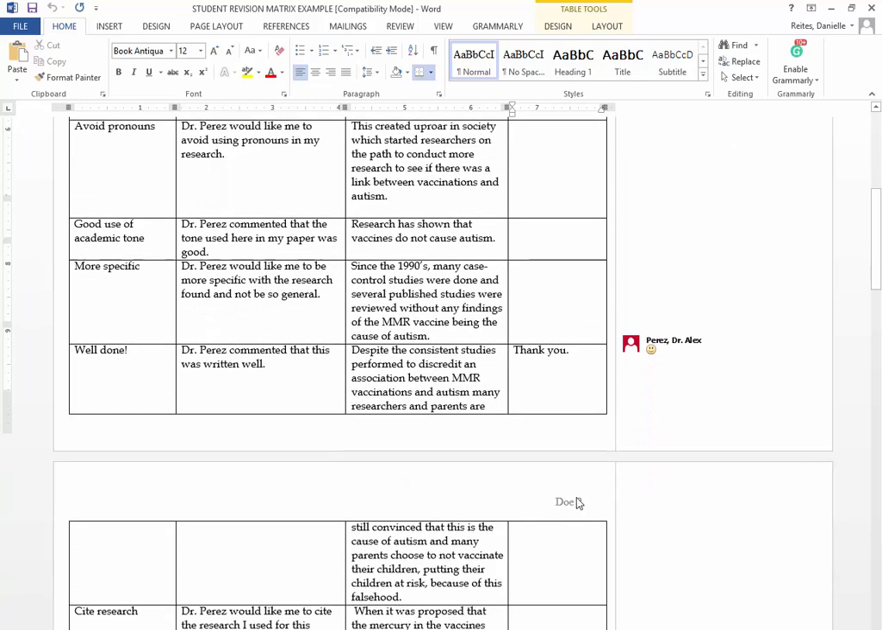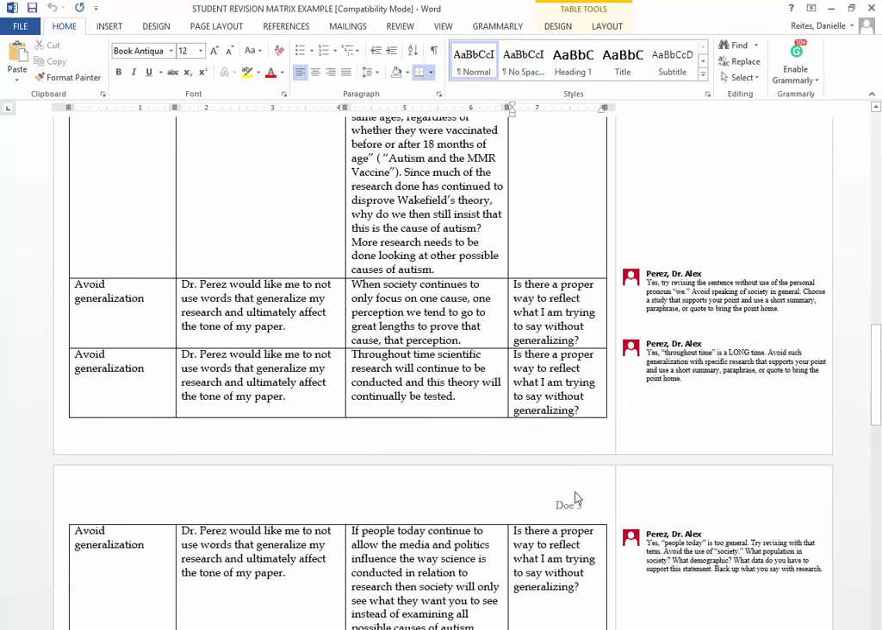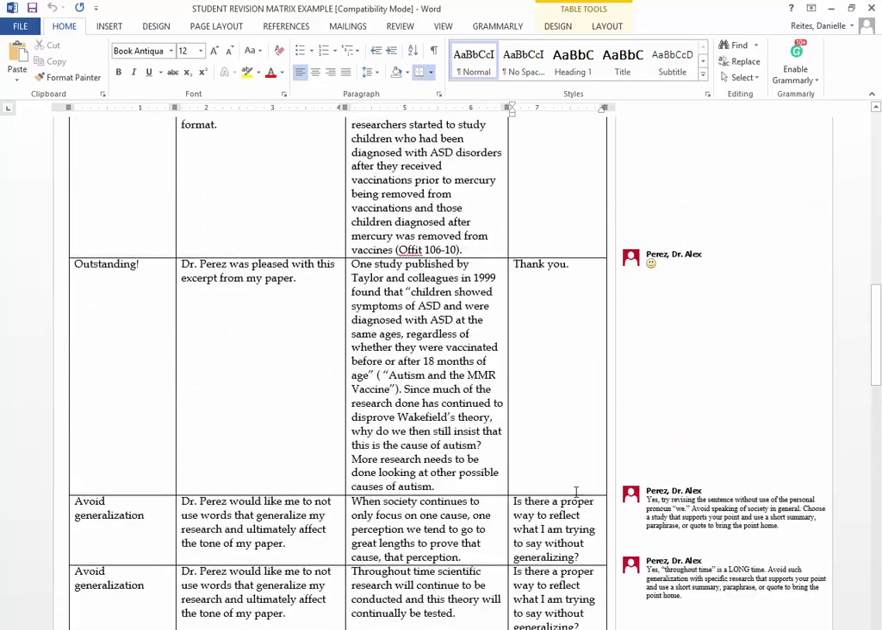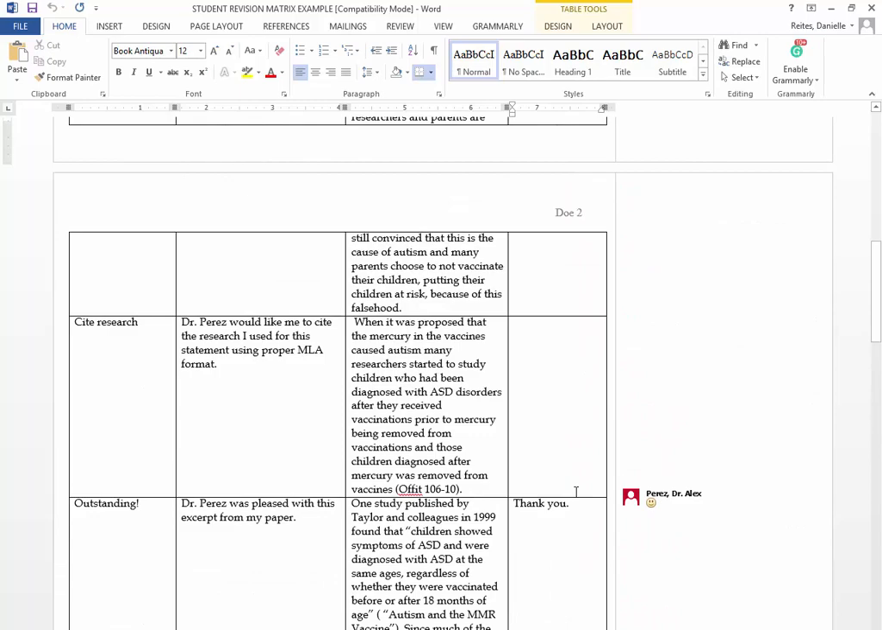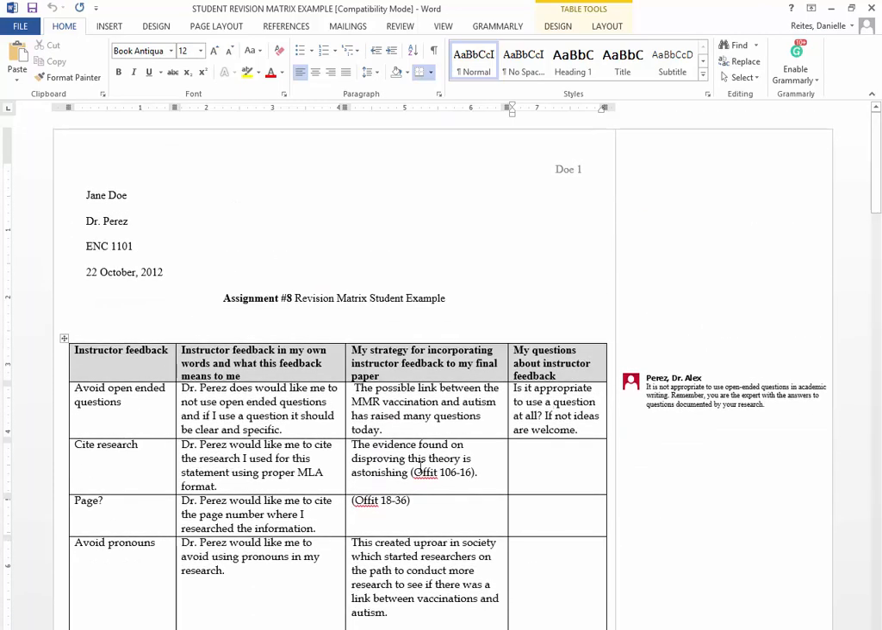But I will attach these documents to this video just so you can have it as a reference, because I think it is a good example of, even though you're probably not going to go through this whole table idea every time you get feedback from your instructor, this is a good step-by-step analysis of feedback. And so you can go through this mentally when you get something from a teacher.